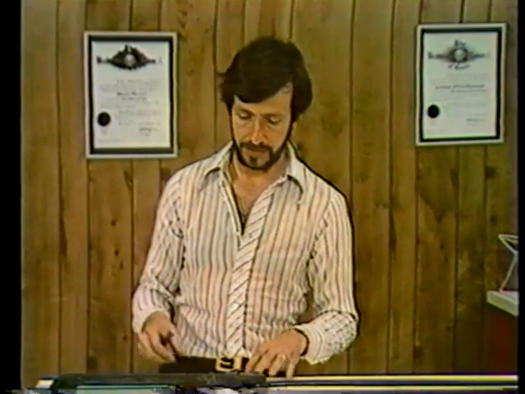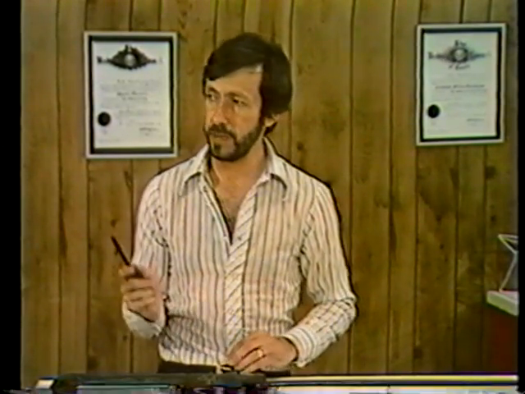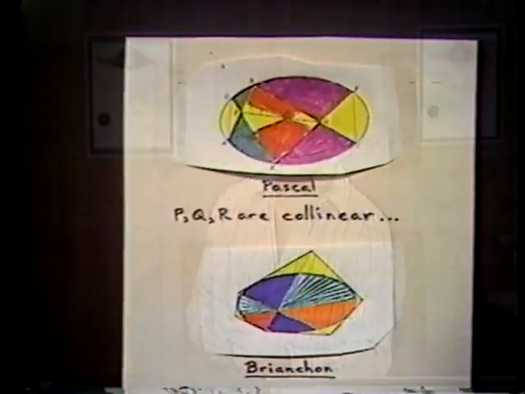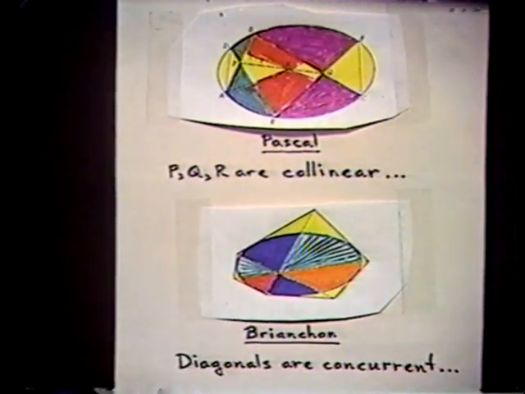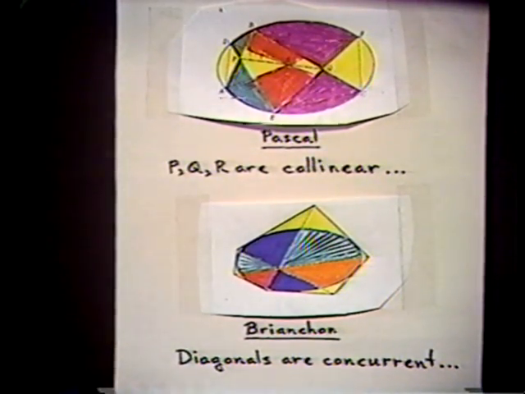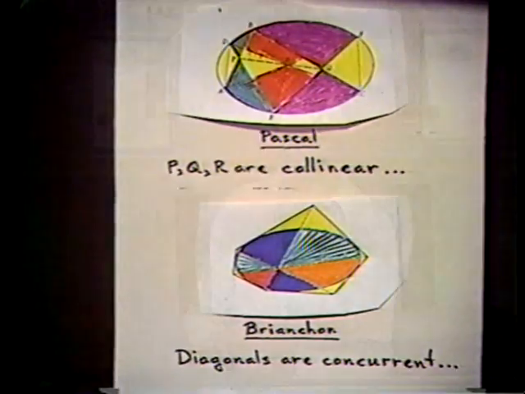Now, I do have a graphic which shows Pascal's theorem, and which also shows the dual theorem, which was discovered almost 100 years later. It's called Brianchon's theorem. Pascal's theorem says if you take 6 points on a conic and join them up by crisscrossing them, you get 3 collinear points. Brianchon's theorem, which is the dual, says that if you take 6 tangent lines to a conic, the diagonals all intersect at a single point. And that is actually the dual statement.